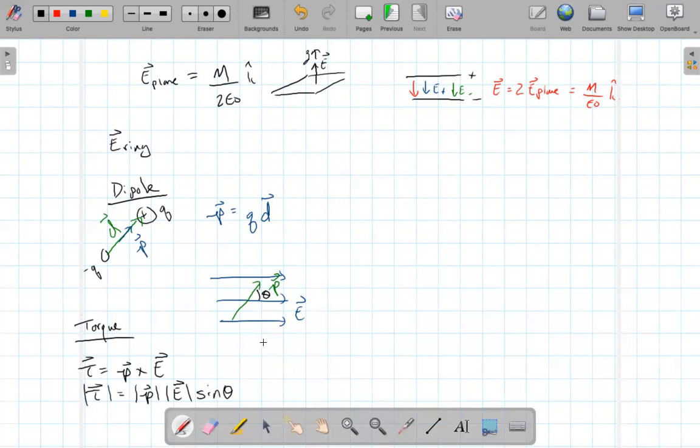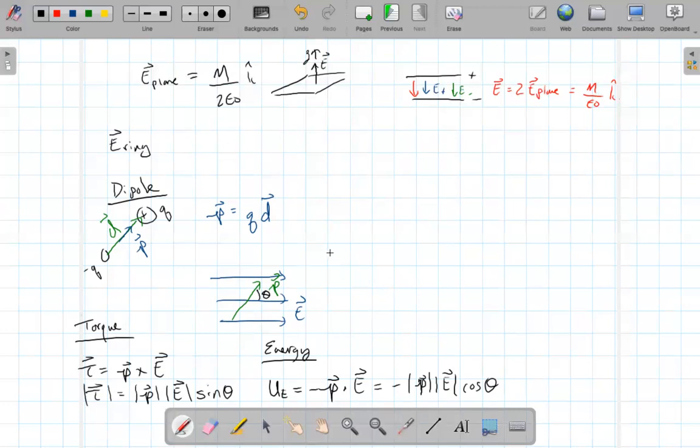This also has a potential energy associated with it, where the electric potential energy is equal to negative the dipole moment dotted with the external electric field. But the dot product is simply the magnitude of the moment times the magnitude of the electric field times cosine of the angle between the two. So this is the potential energy of the dipole moment in this external electric field.